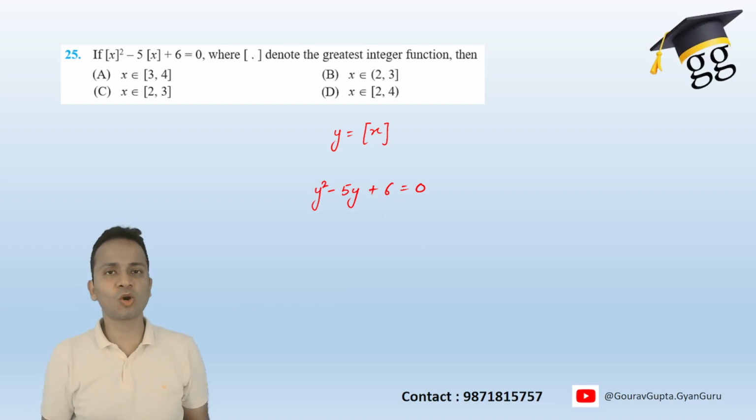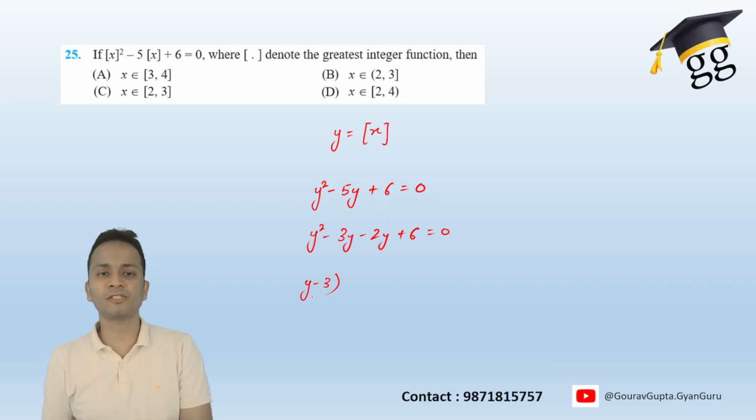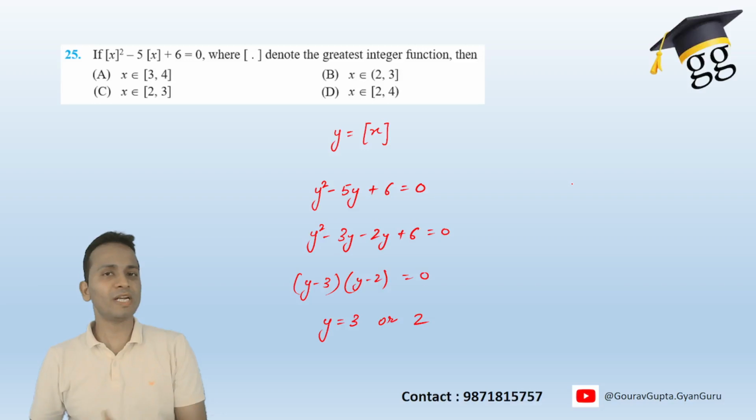You know how to solve a quadratic equation, so let us solve it. I'll do the factorization, using splitting the middle term. So y squared minus 3y minus 2y plus 6 equal to 0, and that will give me (y minus 3) multiplied by (y minus 2) equal to 0. So from here I've got two values: y is equal to 3 or y is equal to 2. Now what is y? y is the greatest integer function of x. So let's take these two values of y one by one.